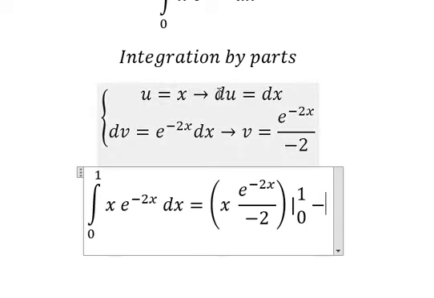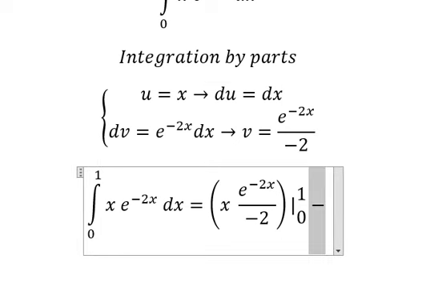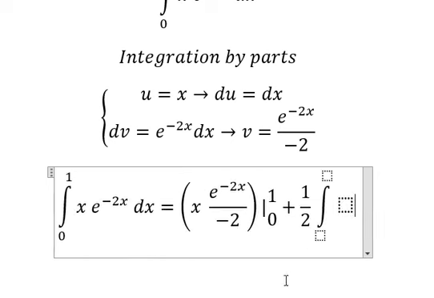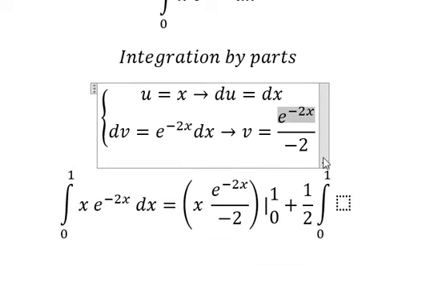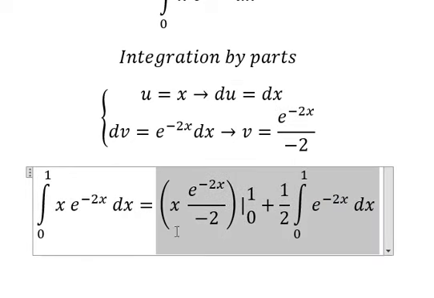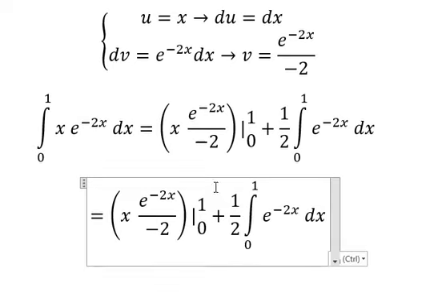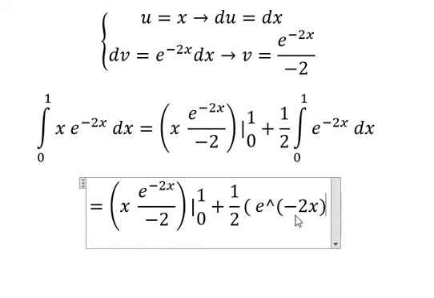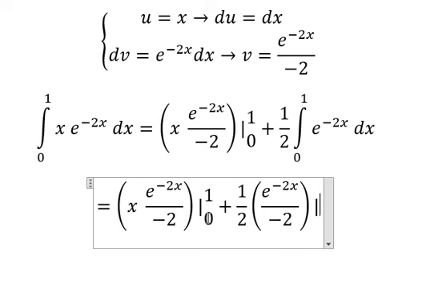Minus, we have the u multiplied by v, so we have negative 2. Negative with negative, we have positive. And now we have the integration from 0 to 1, and I will put this one going here. So the integration of this one, we have e to the power of negative 2s over negative 2, and I will put the bounds from 0 to 1.